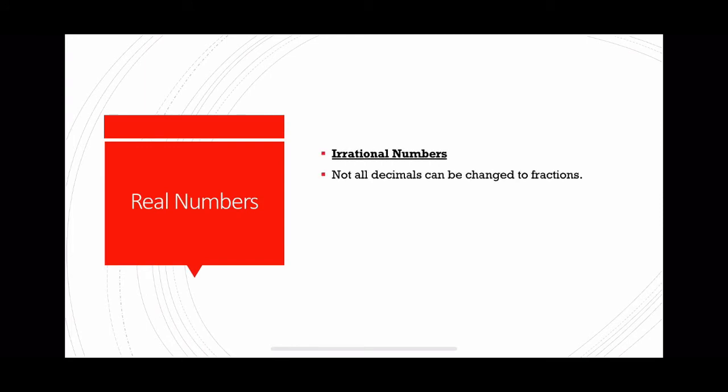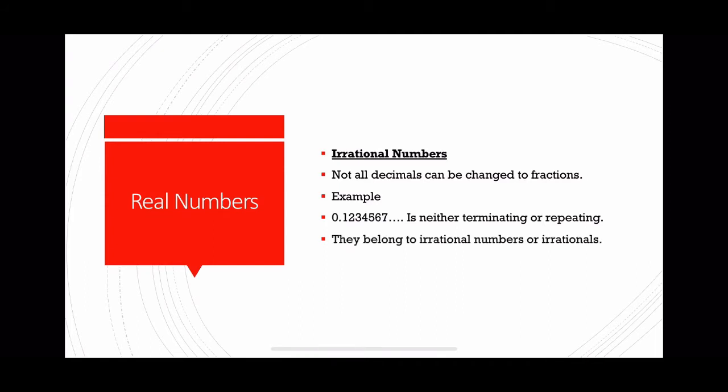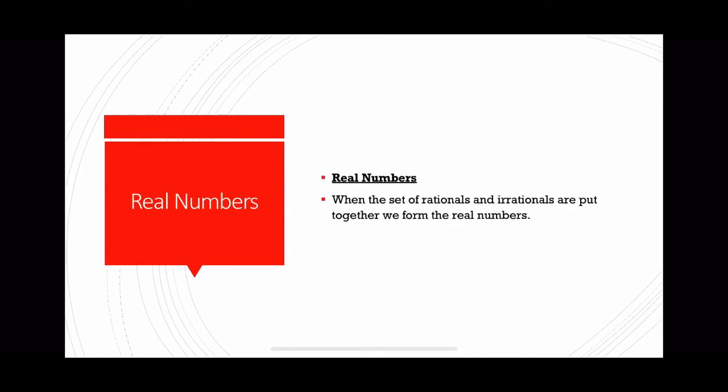Irrational numbers: not all decimals can be changed to fractions. Example, 0.1234567 is neither terminating nor repeating. They belong to irrational numbers or irrationals. Therefore, for the real numbers, when the set of rational numbers and irrationals are put together, we form the real numbers.